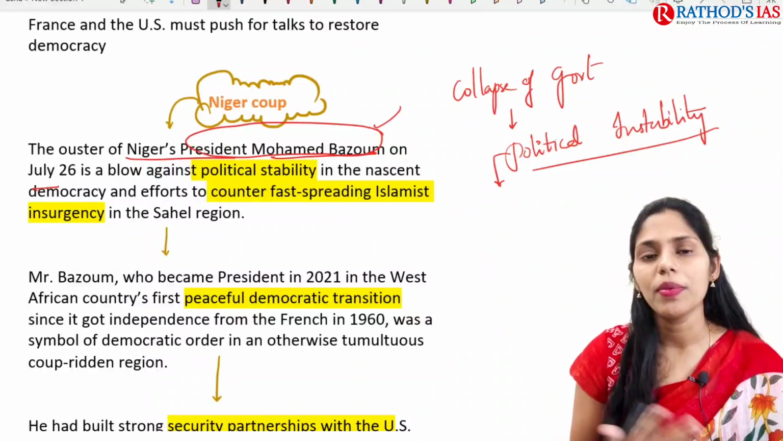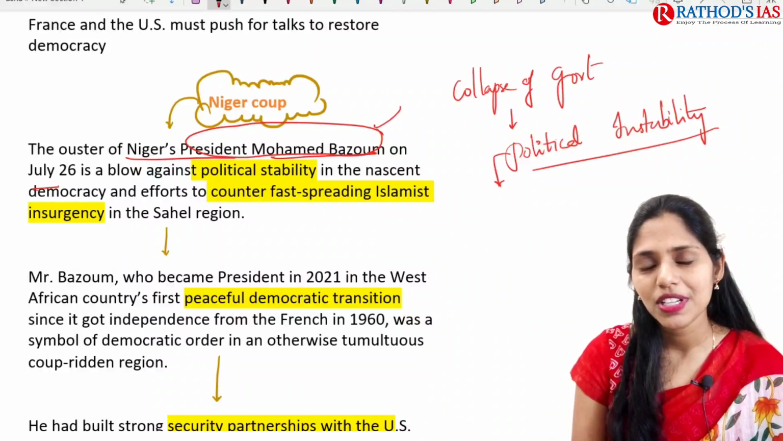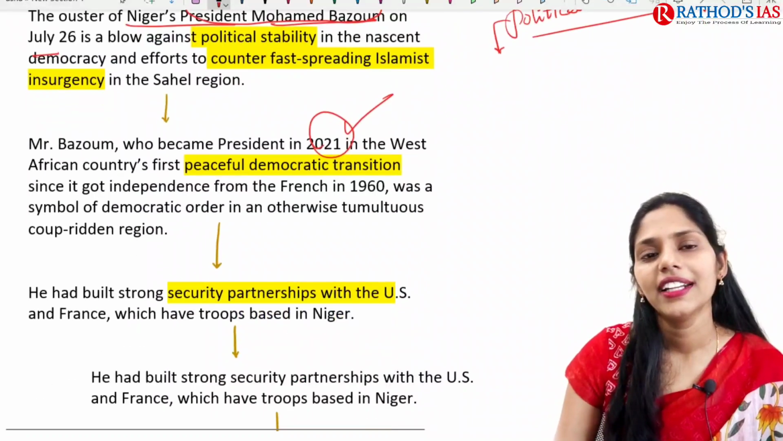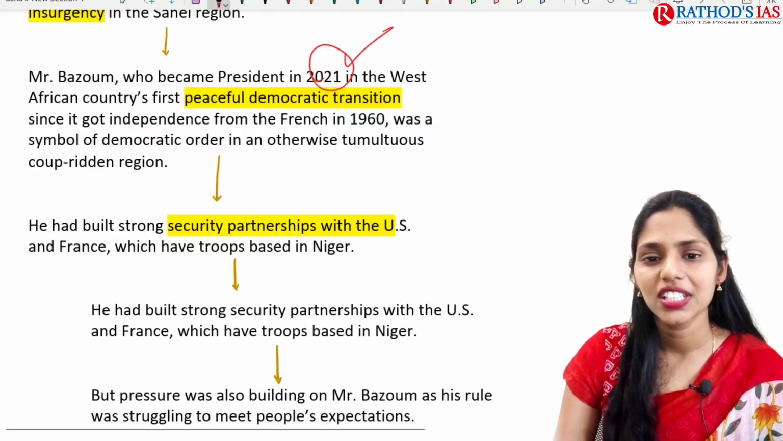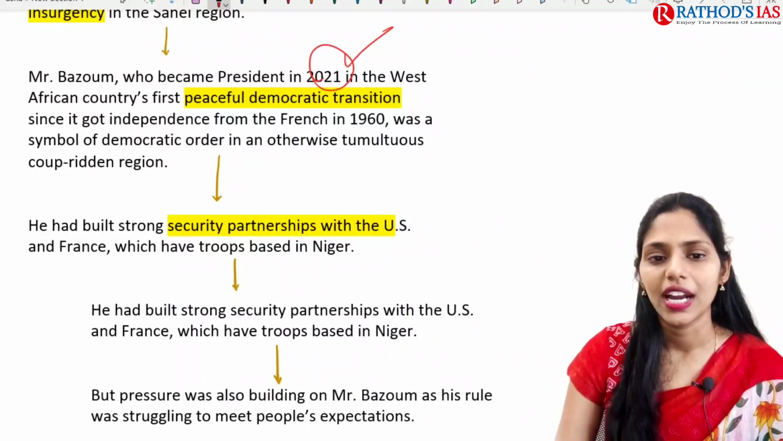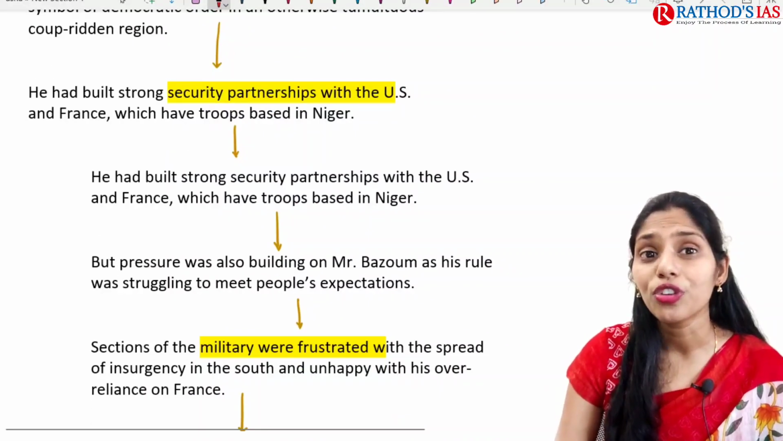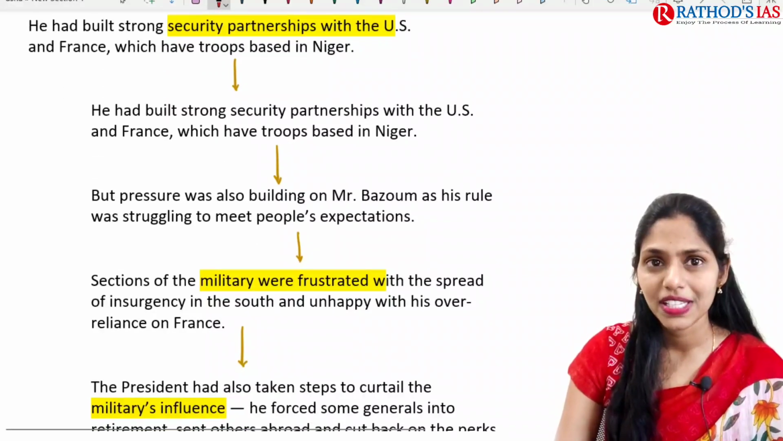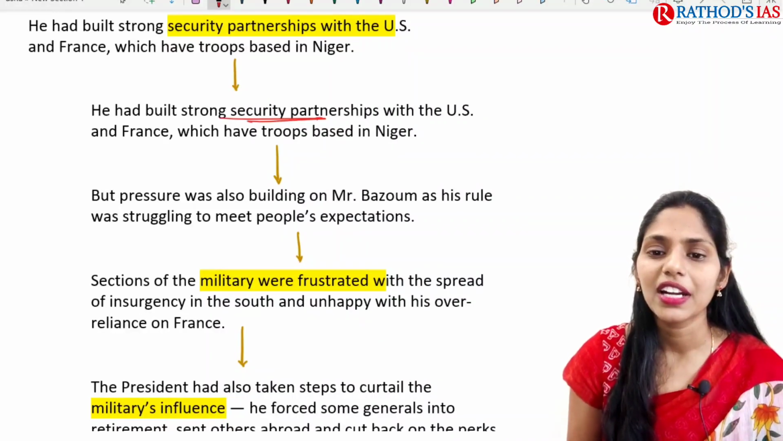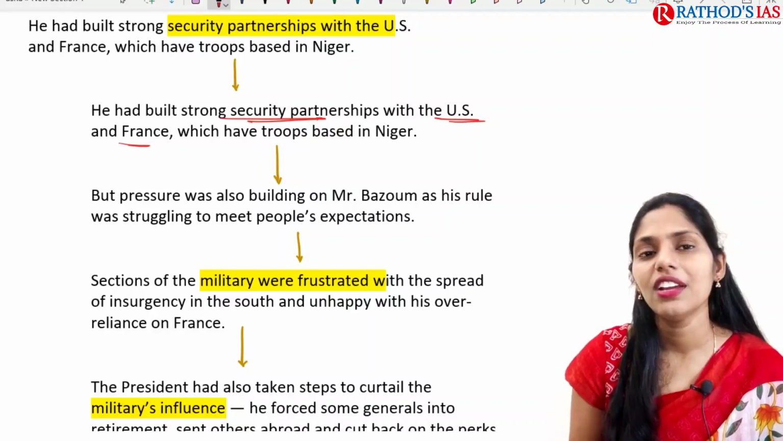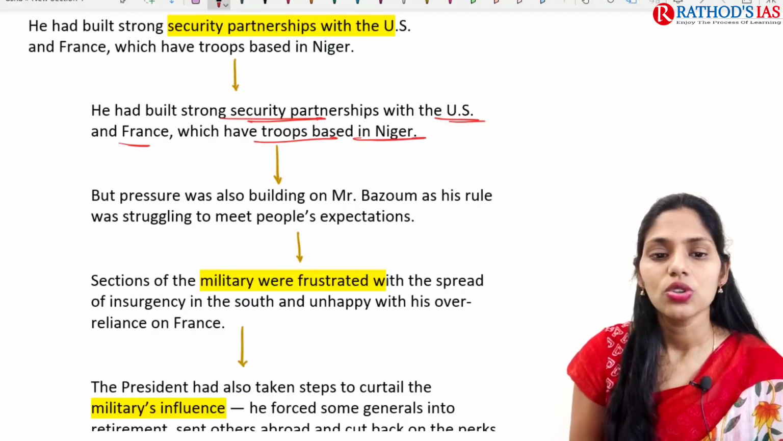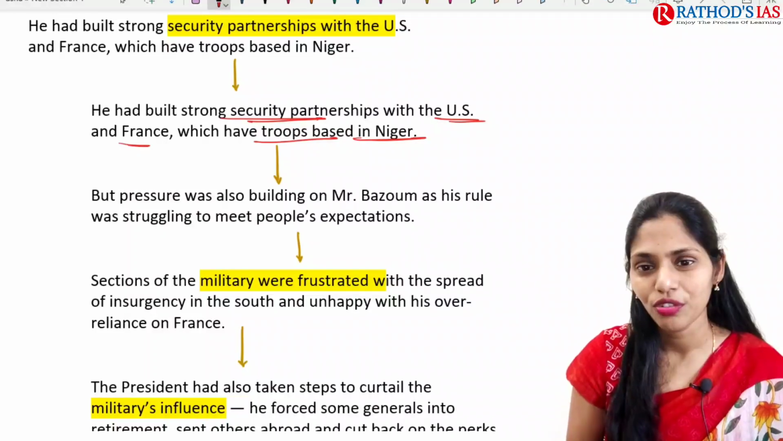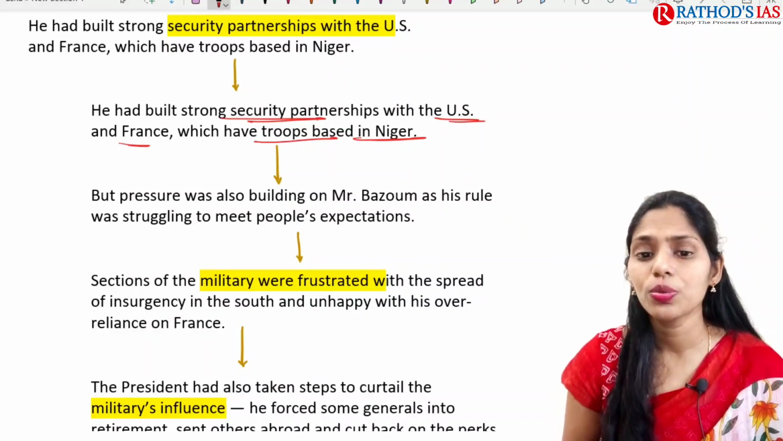What are the steps taken by the government? That will be coming next. This person became president of Niger in 2021, and at that time there was a peaceful democratic transition, the first seen since independence from the French in the 1960s. He focused on building a strong security partnership with the US and France, and he also maintained their troops based in Niger. There was increased pressure on this president, and he also focused on building the army, and his rule was struggling to meet people's expectations.